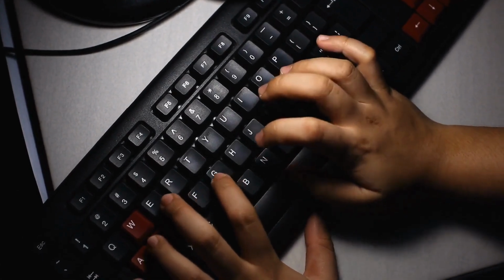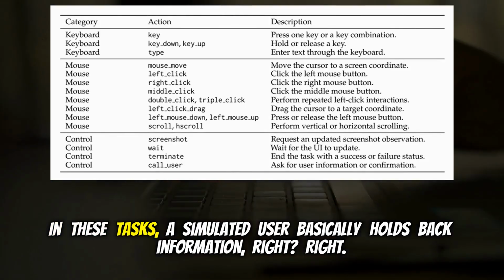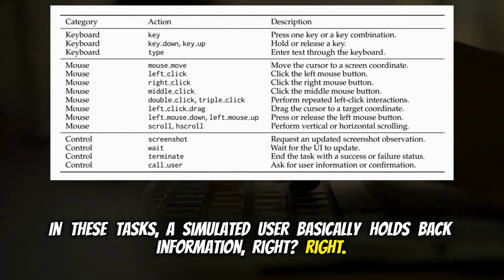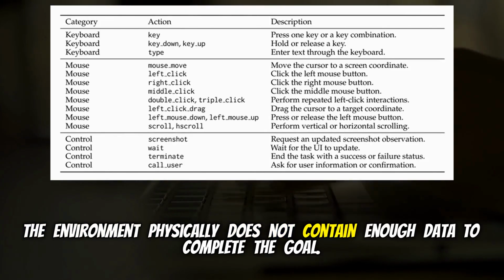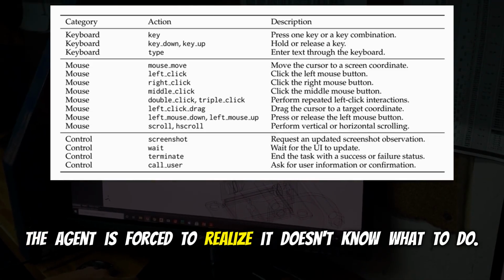Okay, yes. I want to highlight this because this is a standout feature to me. In these tasks, a simulated user basically holds back information, right? Right. The environment physically does not contain enough data to complete the goal. The agent is forced to realize it doesn't know what to do.